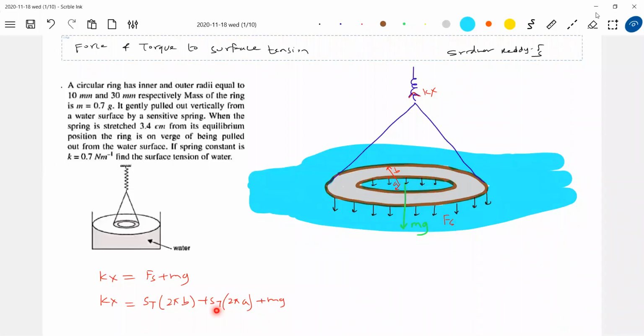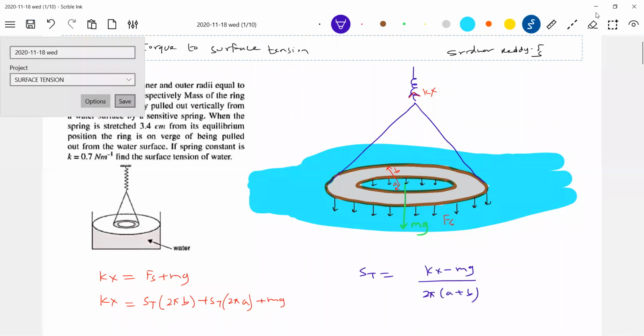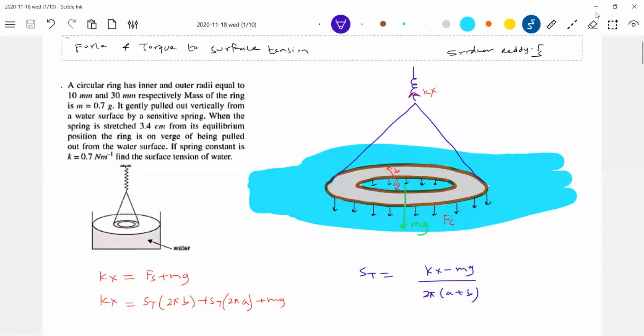This one. So solve for ST. So what is ST now? The surface tension should be equal to (Kx minus mg) by 2 pi (A plus B). Okay, now a simple idea. Different shaped structures will be kept on a water surface, and you take out the force due to surface tension.